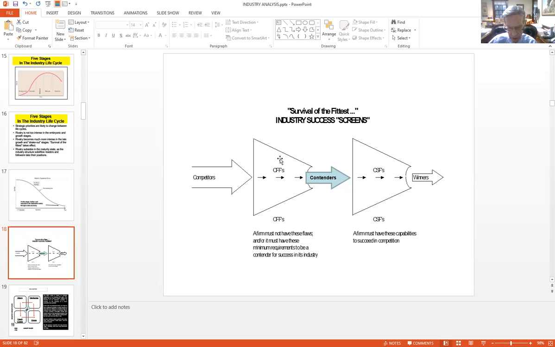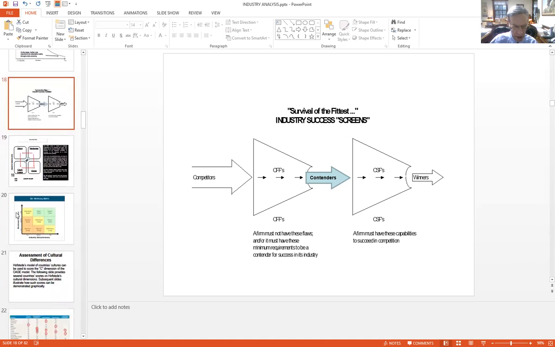So critical failure factors don't get the kind of attention that I think they should. If you're interested in new industries, new technologies, the emergence of new industrial opportunities, take a look at the critical failure factors as well as critical success factors. What is it that keeps firms from becoming a contender for the big prize?